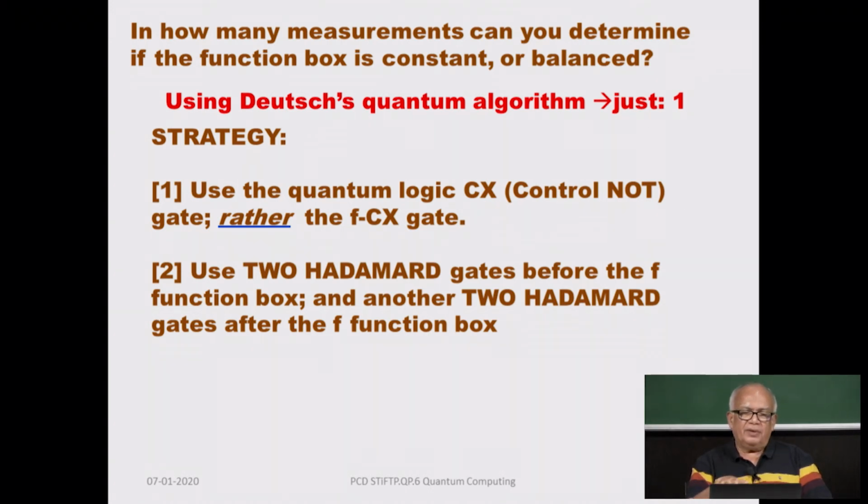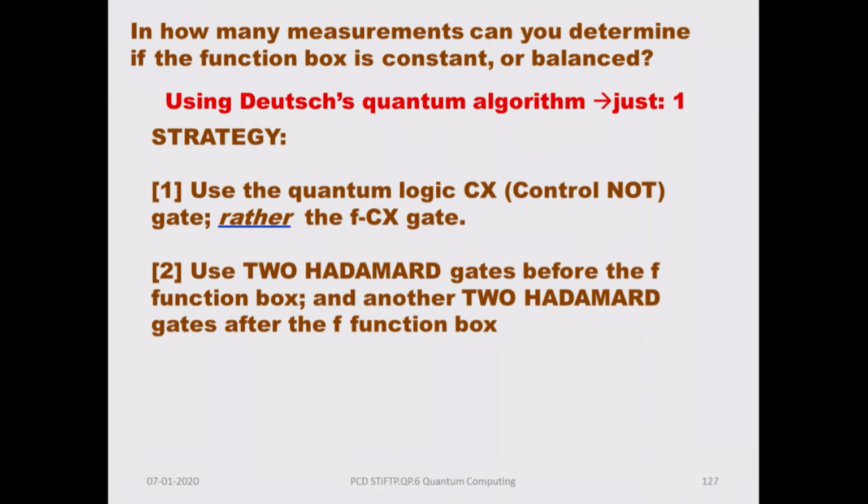But you set up a quantum circuit using the FCX gate, which is the function CX, which is the function control NOT gate, and then use Hadamard gates before and after this. Okay, so we will see how they help you address this task of determining the nature of the function in just 1 step.